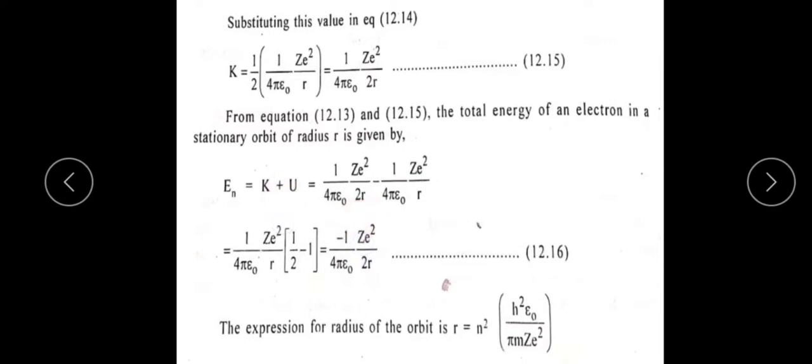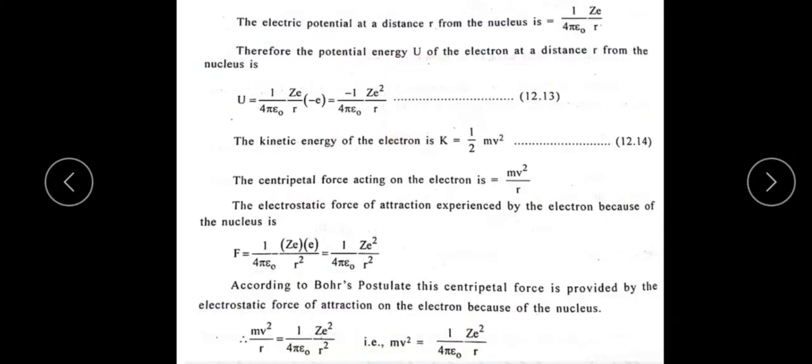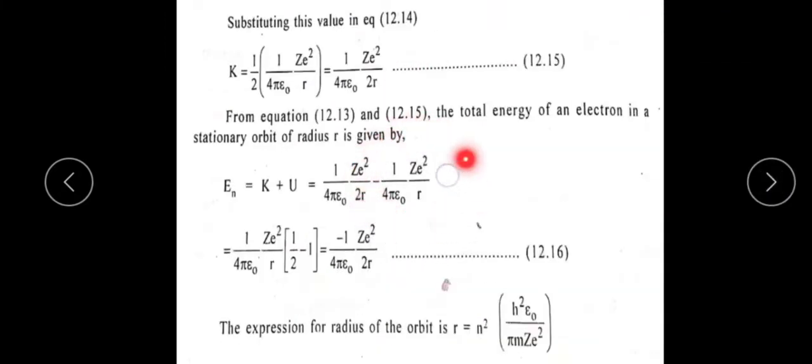Then plus U means potential energy. The potential energy value is minus 1 by 4 pi epsilon naught Z square divided by R. So we substitute here: a minus into plus becomes minus, then minus 1 by 4 pi epsilon naught Z square by R. This is the value of potential energy.